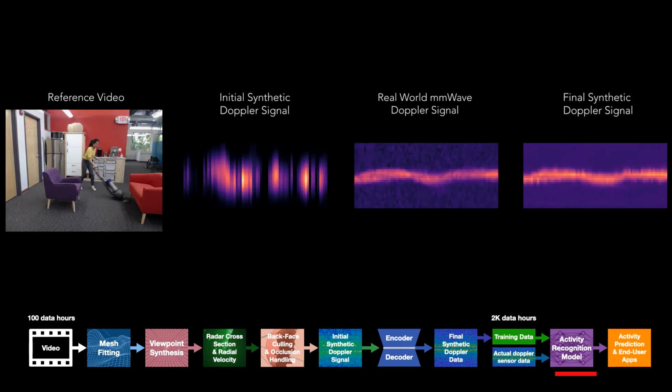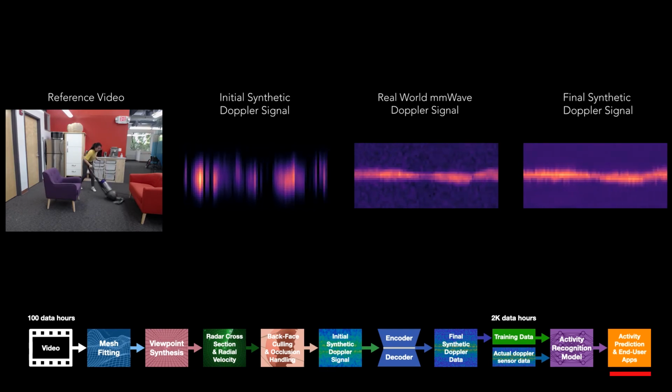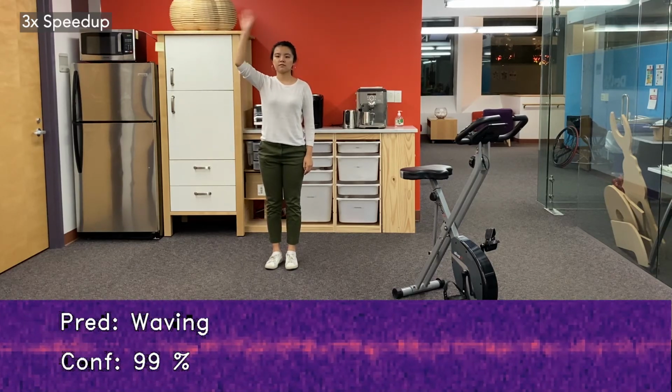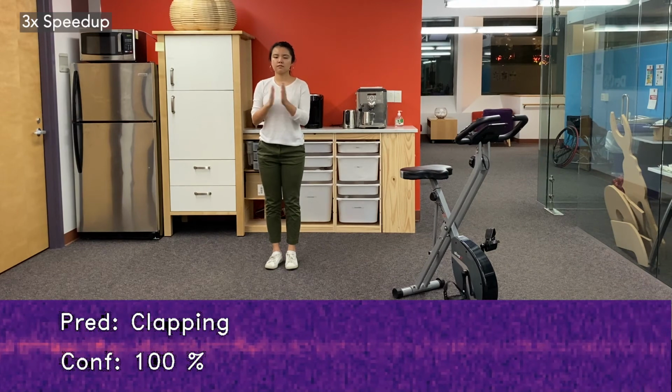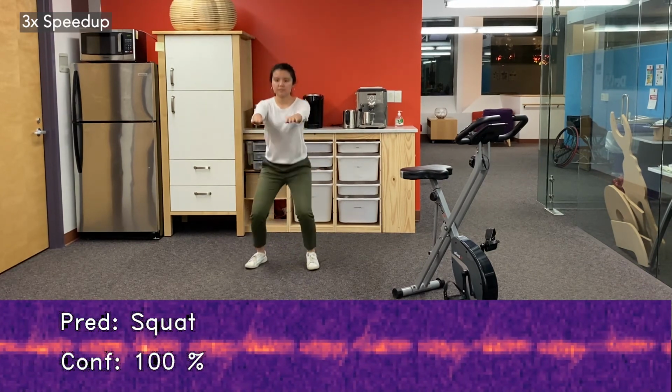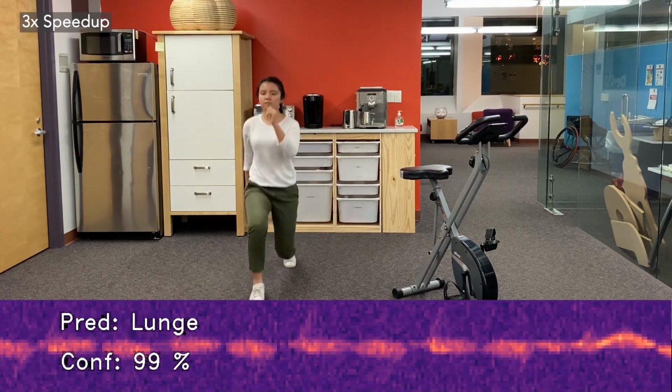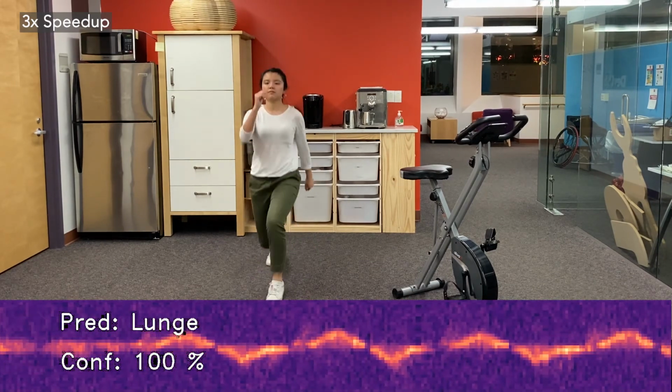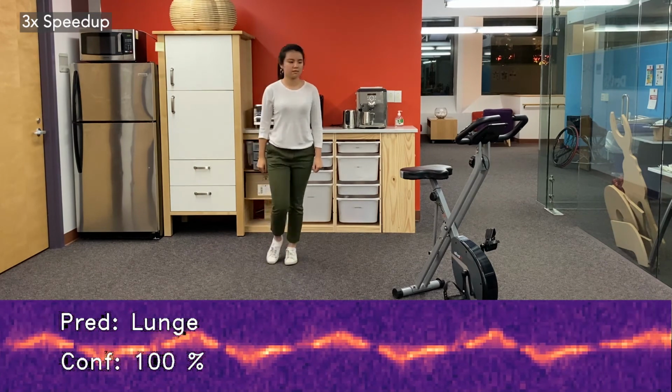Once trained, our model can predict activity using live Doppler data, as seen here. This model, which recognizes 12 exemplary activities, was trained solely with data drawn from public video datasets. Note that the video of the user, shown here, is for reference only, and our approach is only taking advantage of Doppler data for recognition.